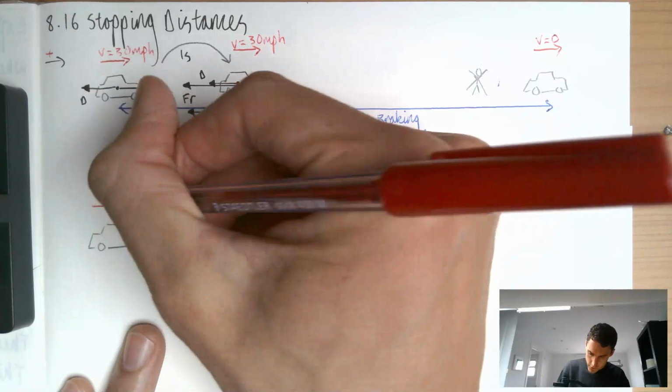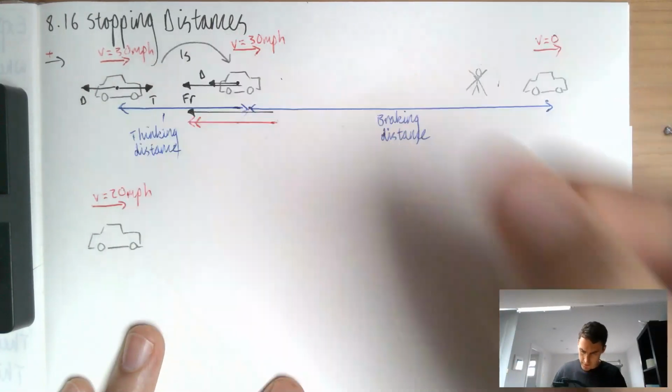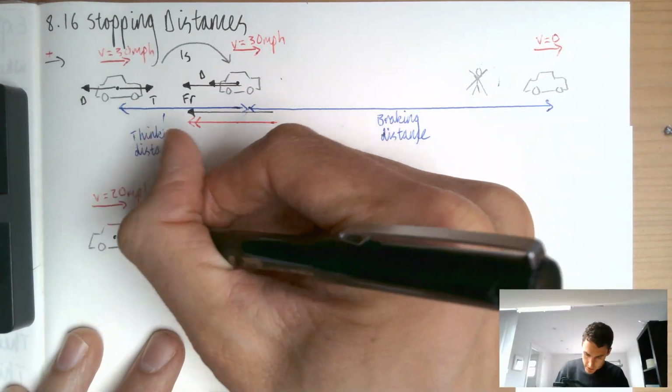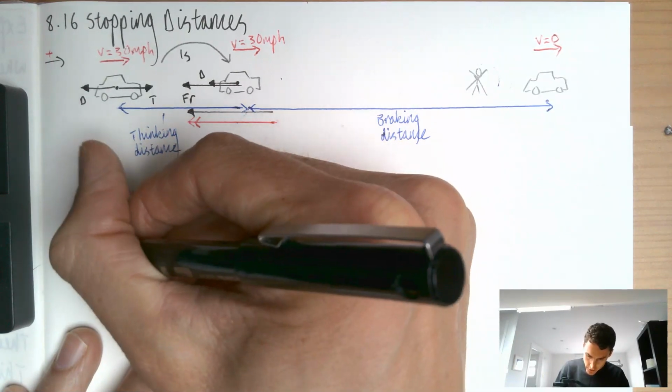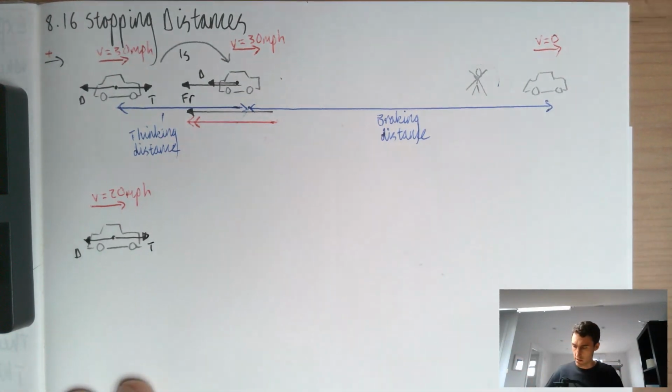This time, the driver is not travelling at 30 miles an hour, they're travelling at 20 miles per hour. So we can label the forces again. The forces are going to be balanced here, so I've got the thrust and the drag. You could point out to students that the drag would be a bit smaller if the velocity is only 20 miles per hour, but we don't need to go into that in loads of detail.